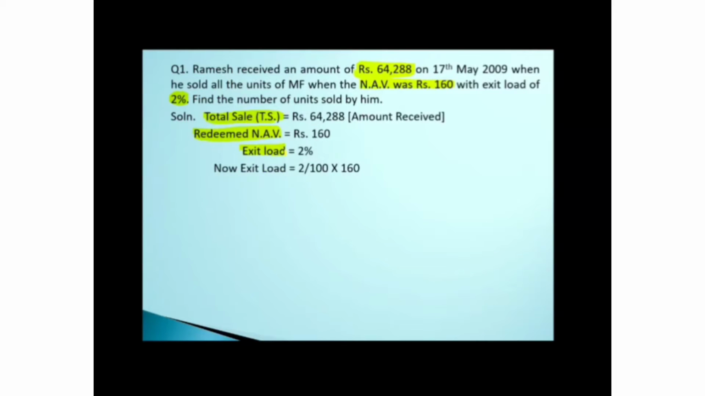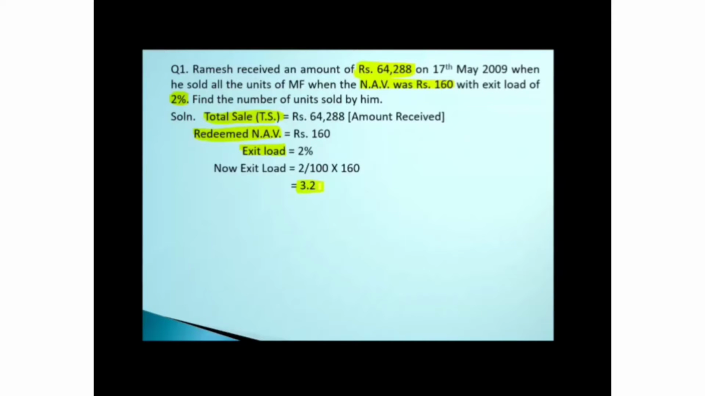Just make the calculation and let me know what answer you get for the exit load. Exit load is always calculated on the redeemed NAV. Right now it is 2%, so it is going to be 2 upon 100 multiplied by 160. Let us check the answer. I suppose that is going to be 3.2, and that is what some of the students also come up with. So the first part every time is to calculate the value for the exit load, which comes over here as 3.2.